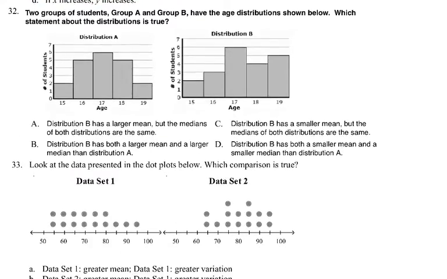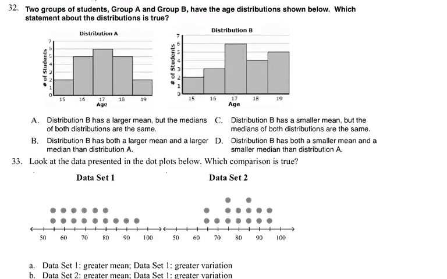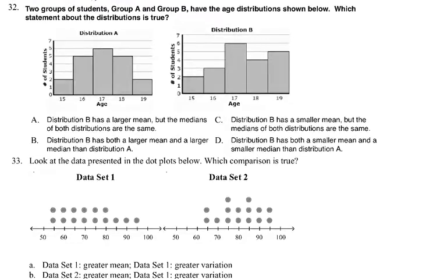All right. Just about done here. Just got a few more, okay? So, 32. Two groups of students, Group A and Group B, have the age distributions shown below. Which statement about the distributions is true? Distribution B has a larger mean, but the medians of both distributions are the same. So, does it look skewed at all? Looks like the majority of our data is here, whereas with distribution A, it's more spread out.